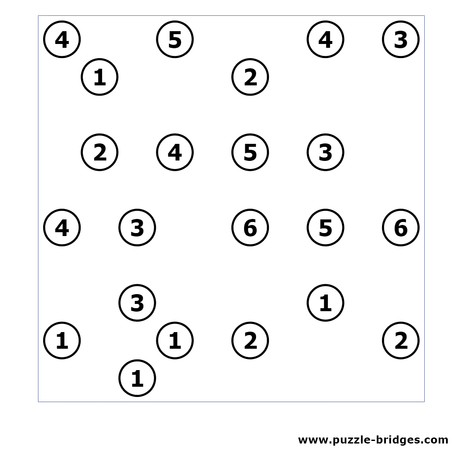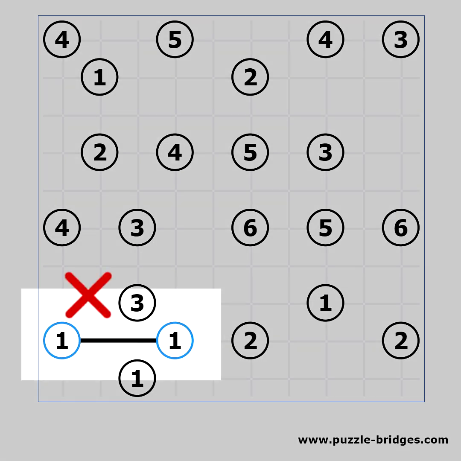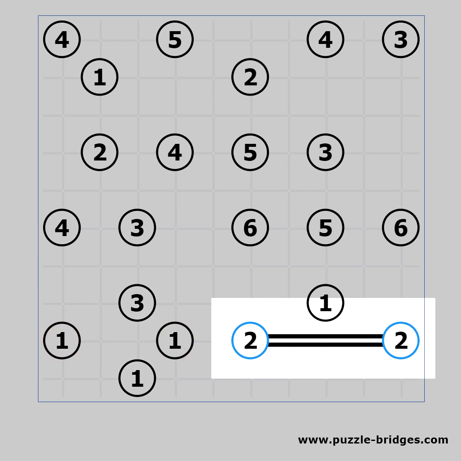The other main rule is that all islands should be connected in a single group. This means that we cannot have a bridge between 2 islands with 1. This would leave them isolated from the other islands. Similarly, we cannot have 2 bridges between islands with 2.